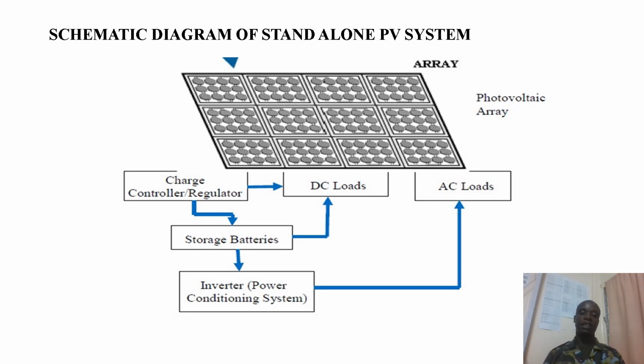Then we have got an inverter. The inverter, that part is normally optional. So for inverter, it always converts the DC energy into AC source. So if you have no AC load, you don't require inverter. So that's why it's an optional component. So you only use it when you have got AC loads.